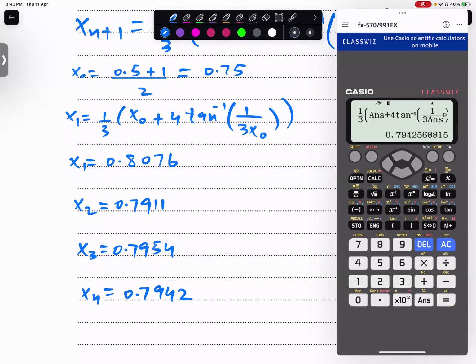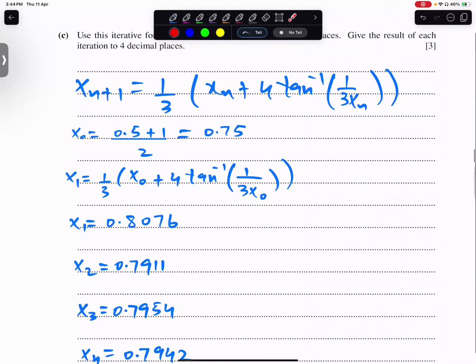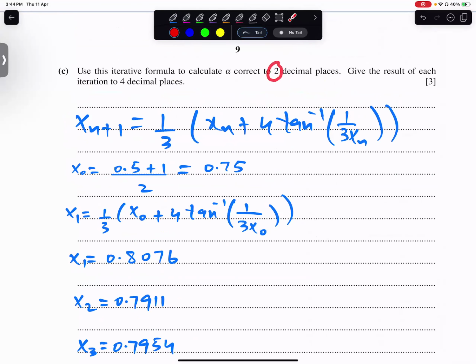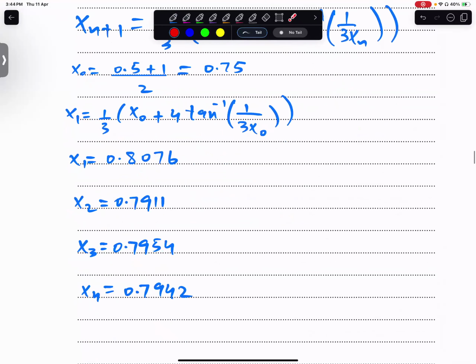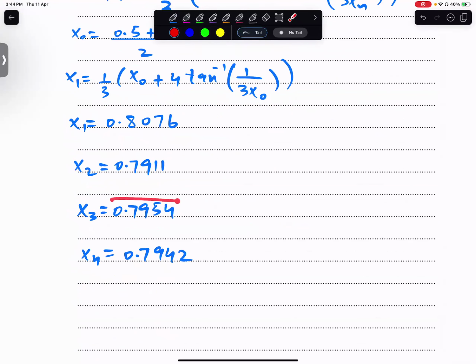Then you can see, students, in the last 3 iterations, because they were asking us to give the answer up to 2 decimal places, if up to 2 decimal places, 2 consecutive values repeated. So you can see that this is 0.79 and this is also 0.79.